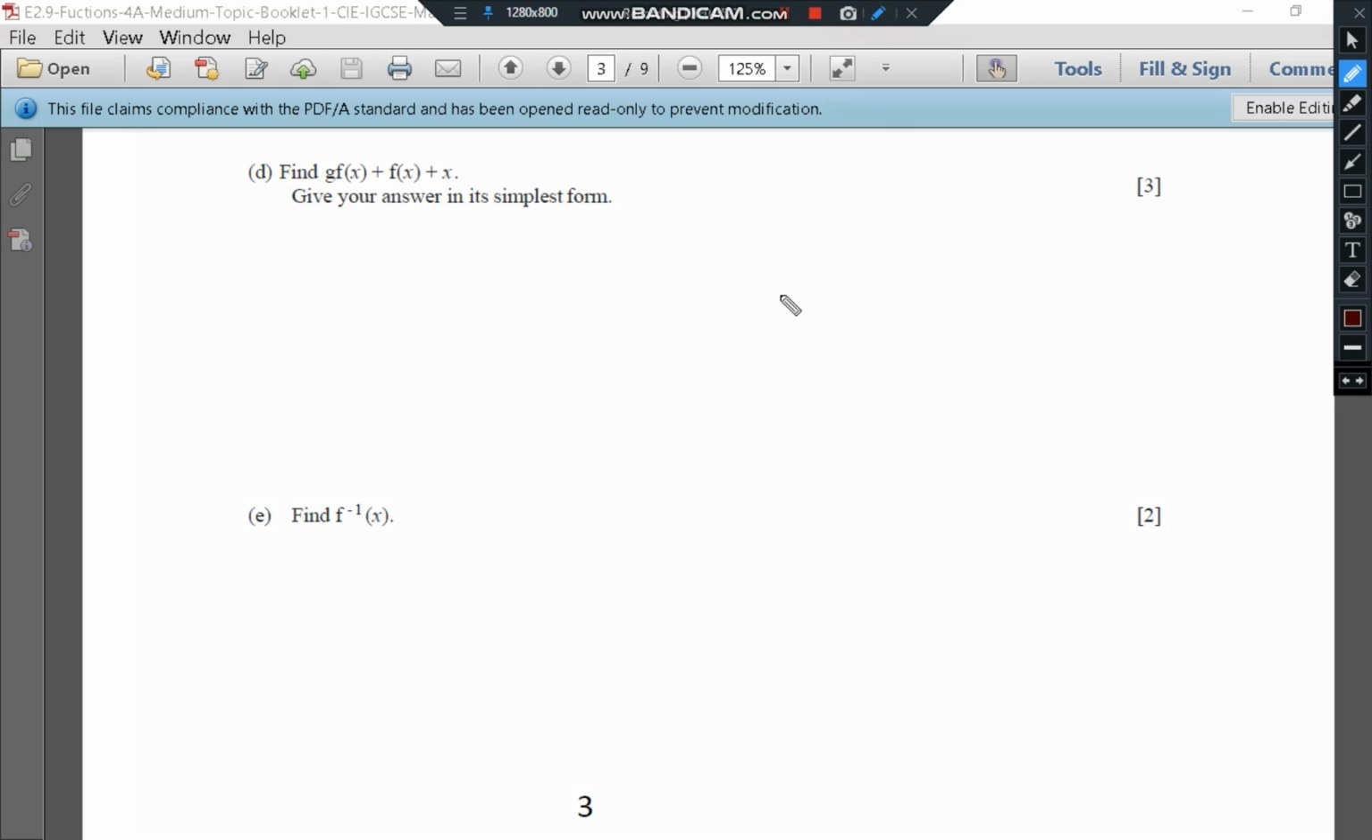Okay guys, we are back here. Let's look at part D here. So I'm just going to write what the function of f of x is. We know that f of x is given as 3x minus 2, and then g of x is given as x squared. Okay, so now this question says find g of f of x plus f of x plus x, give your answer in its simplest form.